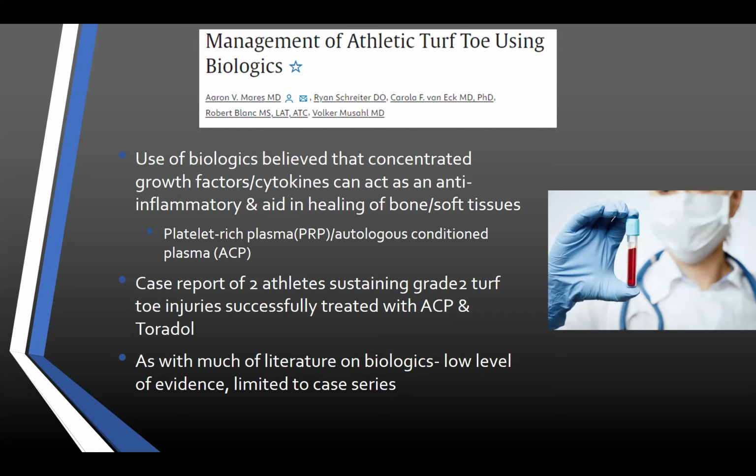So while this was the only paper I found out there specifically mentioning biologics in turf toe, while preparing for this talk, I did speak to some of the sports medicine team physicians here at Rutgers, and for their practice, it's very similar. They do utilize these biologics more specifically for pain control and anti-inflammatory to get the patient into a rehab protocol sooner, as opposed to for true healing purposes. But this is something that is being done on a more wider scale.